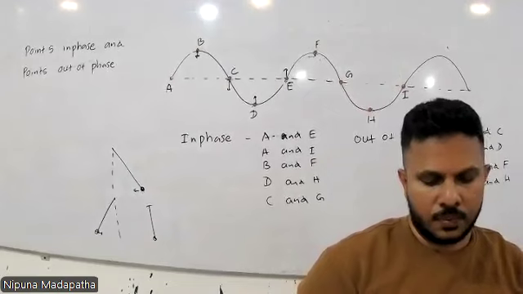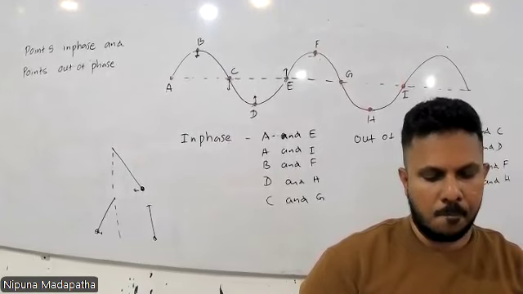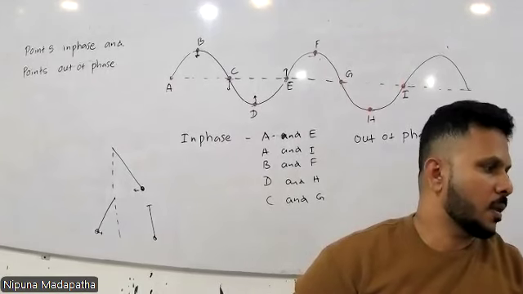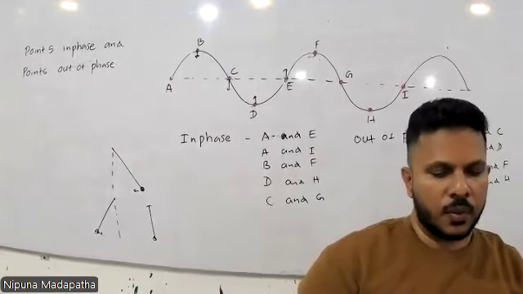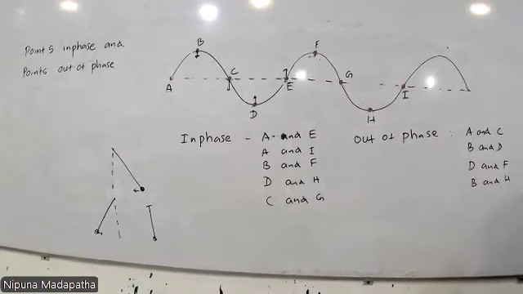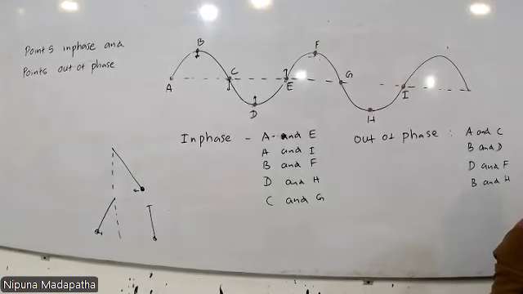Two points on a wave are in phase if they are at the same stage of vibration at the same instant.